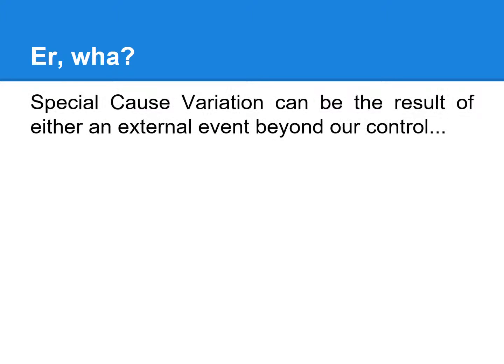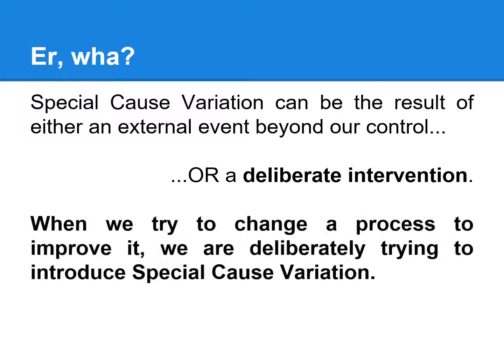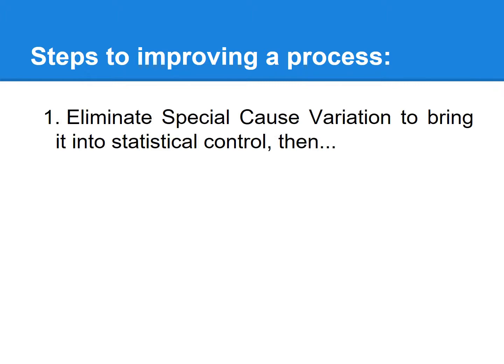Wait, what? Special cause variation can be the result of either an external event beyond your control, or it can be the result of a deliberate intervention. When we try to change a process to improve it, we are deliberately trying to introduce some kind of special cause variation into the process and hoping to see a change in the data that violates one of the 8 rules we talked about.